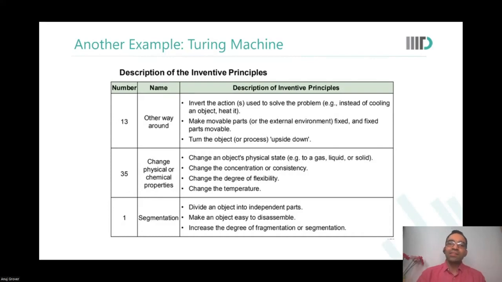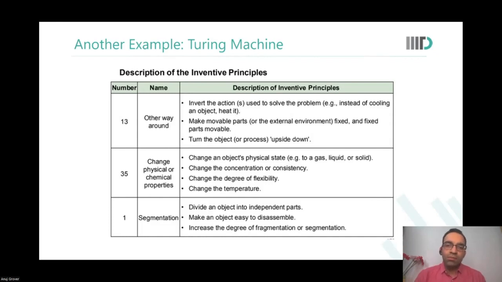What does it say? It says invert the action. Invert the action, make movable parts fixed, fixed parts movable, turn the object upside down. The second one is change physical or chemical properties. Change the object's physical state, move it from solid to a liquid or to a gas. Change the concentration or consistency, change the degree of flexibility, change the temperature. That is 35. Principle 1 is segmentation. Divide an object into smaller, independent parts. Make the object easy to disassemble. Increase the degree of fragmentation or segmentation.